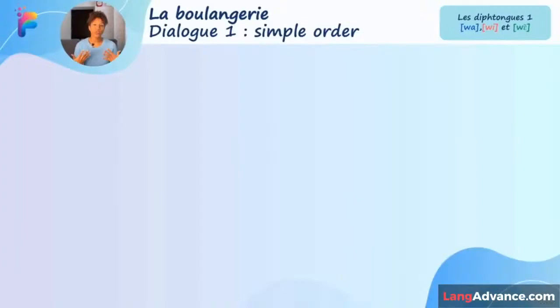Our first dialogue, how to make a simple order. The blue part is the baker part, my part, and the red part is the customer part, so it's yours. What I'm going to do is read the dialogue fully first and then we're going to try to do it together.